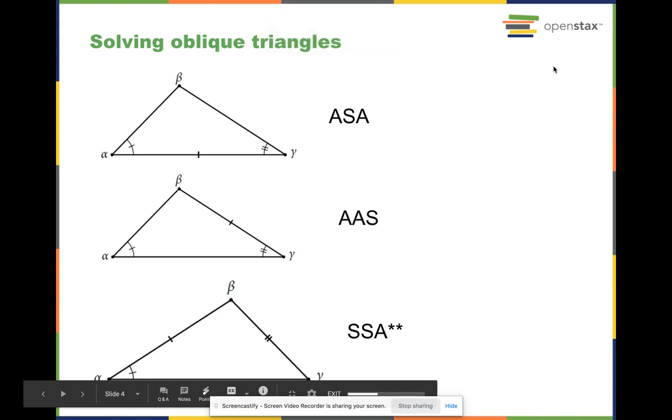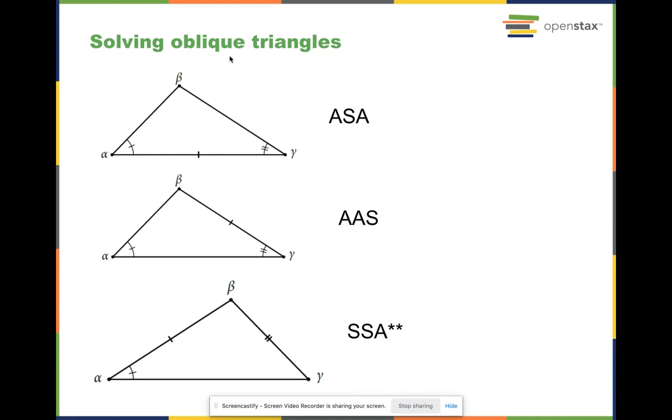Hello. All right, we're going to talk about the law of sines in order to solve oblique triangles. So oblique triangles are any triangles that are not right triangles. If you have right triangles, we've got lots of tools, right? The Pythagorean theorem, trig ratios, but they don't work for oblique triangles.